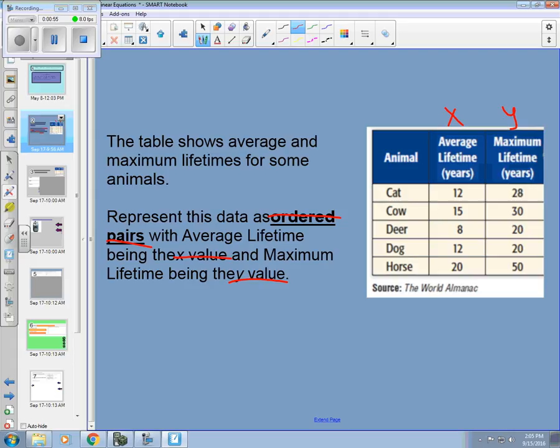The cat ordered pair would be the ordered pair 12, 28. The cow we could represent as 15, 30, and so on all the way down, with each x value going first and each y value going second. You kind of get the idea.